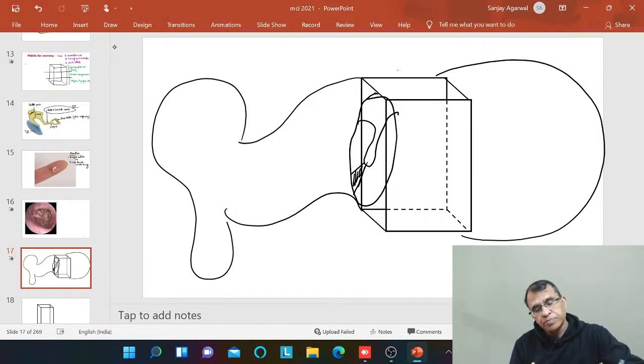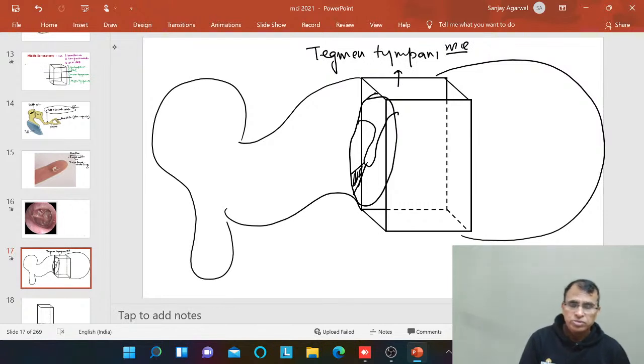The roof has a name, and this name is a very important MCQ. It's called tegmen tympani. And I'm writing MCQ here, means it's a very important MCQ. Tegmen tympani is the name of the roof of the ear. It's a very important MCQ.